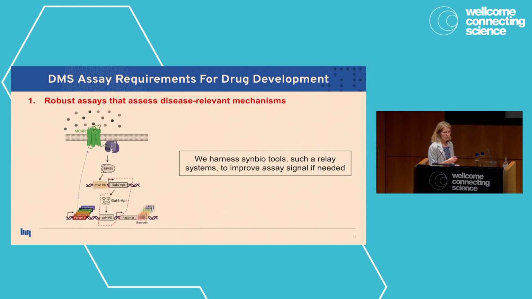We, in most cases, can use response elements to different signaling pathways straight out of the box. But in some cases, those response elements don't have really robust signal. And so we really lean into a lot of synthetic biology tools, such as developing relay systems, one of which is shown here, to improve the assay signal to noise if necessary. And so this relay system is based on a GAL4-VPR fusion, which amplifies the signal of this particular reporter.